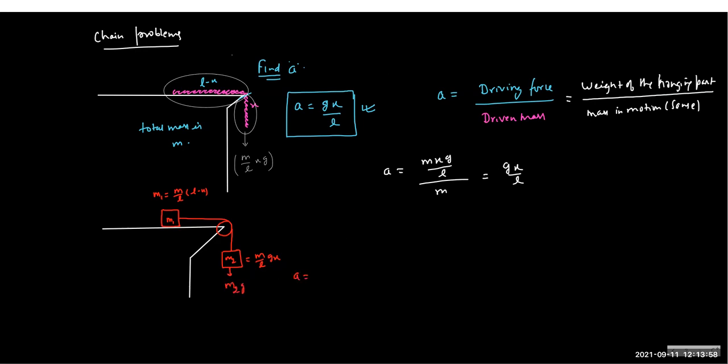So the acceleration was, if you remember, M2 g by M1. M1 is simply M, the total mass. So it turns out to be the same answer. Now we have acceleration as a function of x, so now we can in fact go back to the kinematics and solve this question further.